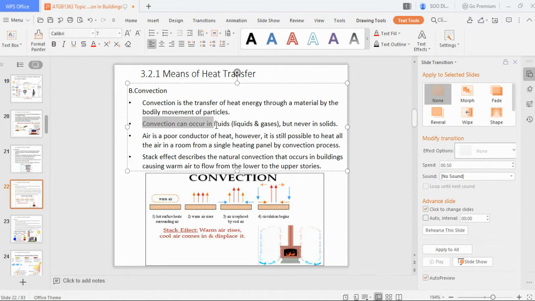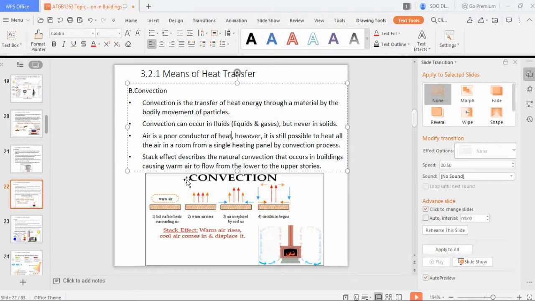Okay, so convection can occur in fluid also. If you were to heat up a pot of water, you'll notice that there will be movement, the same with air. Through this bodily movement of particles, you'll be able to heat up the whole area, either in a liquid state or in a gas state.